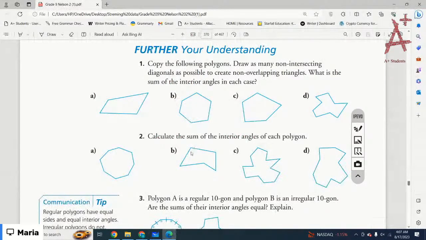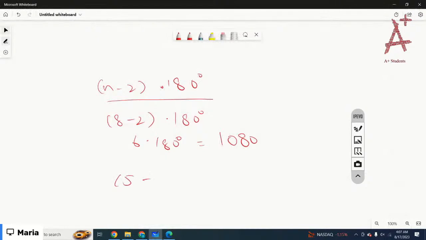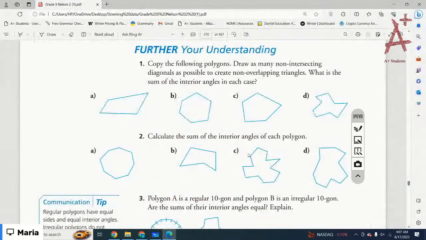Then B is a 1, 2, 3, 4, 5-sided polygon. So n is 5. It would be 5 minus 2 times 180 degrees. 5 minus 2 is 3, and 3 times 180 is 540 degrees, right? Then the next one, C, is 1, 2, 3, 4, 5, 6, 7, 8, 9, 10, 11, 12, 13. A 13-sided polygon, so n is 13. Just do 13 minus 2 times 180, right?